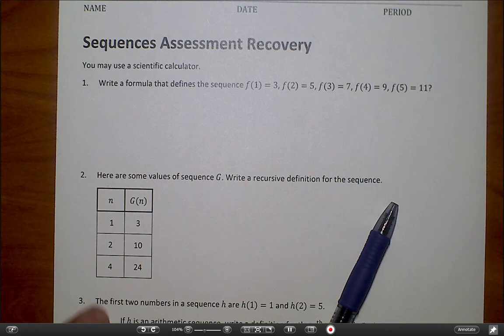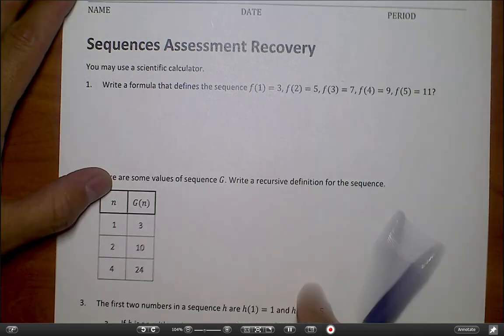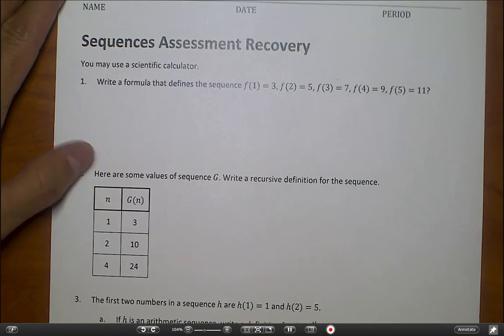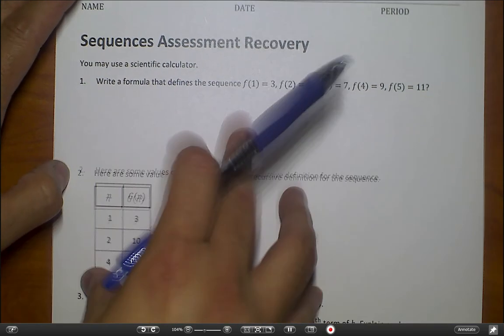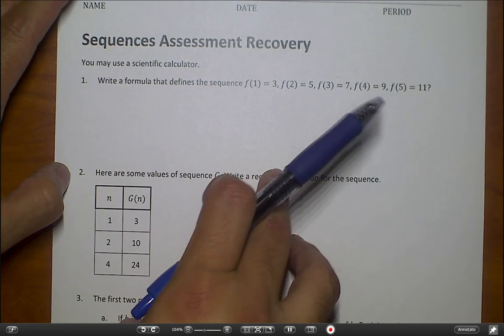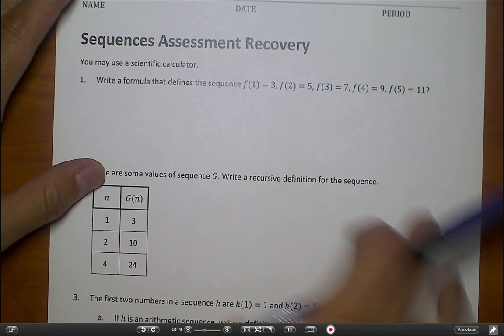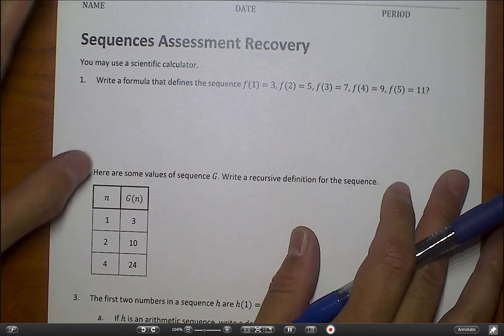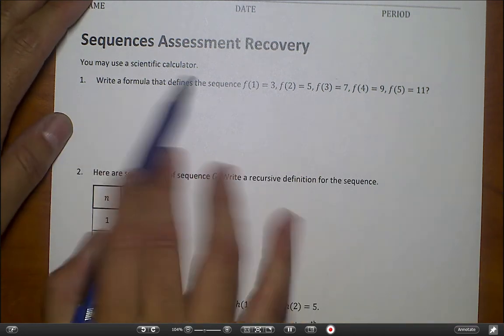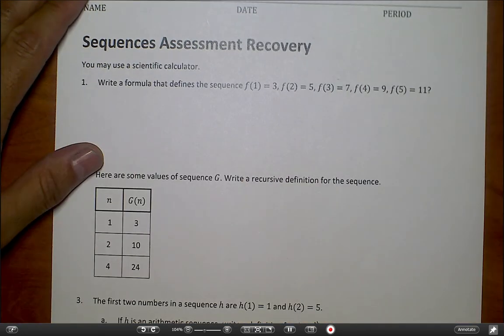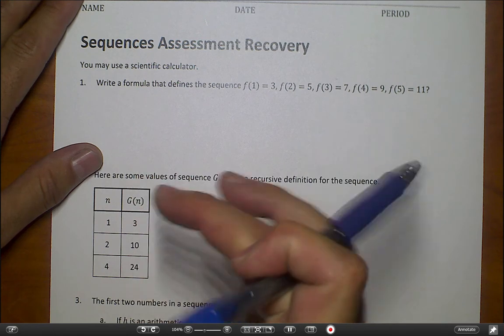Alright, so this is going to be my first unit in Algebra 3, Sequence Assessment Recovery. This is the recovery that you have to do and turn in before I give you the recovery exam, the recovery quiz. So you've got to go through and actually have all this. Right here it says you may use a calculator, so everyone does have a calculator. I'm going to show you guys on the calculator here in a minute.